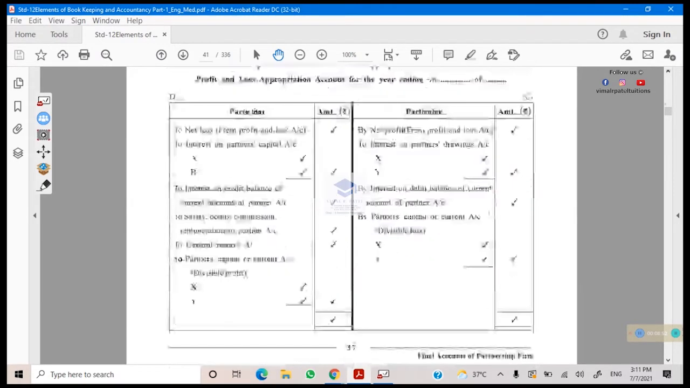Now, profit and loss appropriation account will contain all adjustment effect related to partners. On credit side, there will be net profit which will be transferred from profit and loss account. And on debit side, if there is loss, it will be transferred to debit side of P&L appropriation account. Then interest on capital, its one effect will be given to debit side of P&L appropriation account, because interest on partner's capital is expense for firm and income for partner.